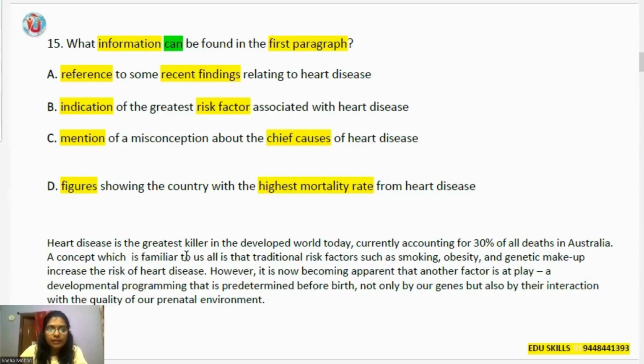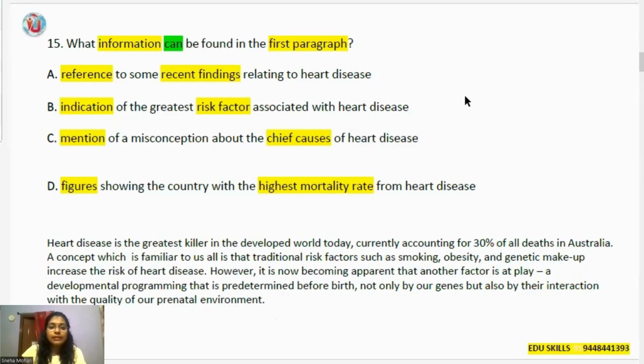Heart disease is the greatest killer in the developed world today, currently accounting for 30% of all deaths in Australia. A concept which is familiar to us all is that traditional risk factors such as smoking, obesity, and genetic makeup increase the risk of heart disease. However, it is now becoming apparent that another factor is at play, a developmental programming that is predetermined before birth, not only by our genes, but also by their interaction with the quality of our prenatal environment.